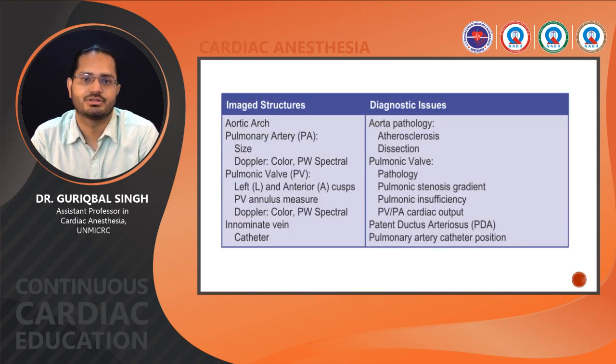So these are the various structures which we can visualize, including the pulmonary artery and the left and anterior cusps of the pulmonary valve. We can measure the pulmonary valve annulus in this view. We can also see the PDA in this view.